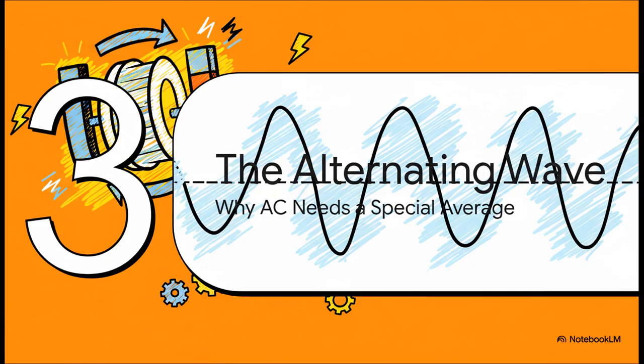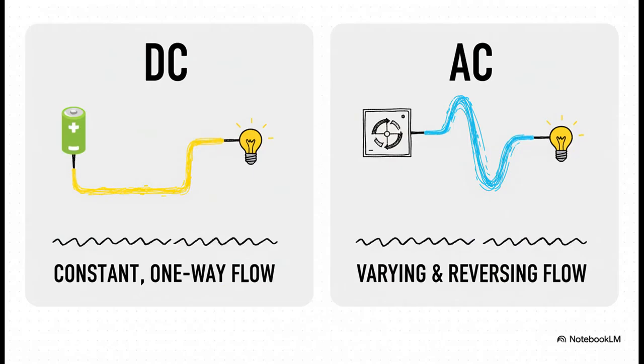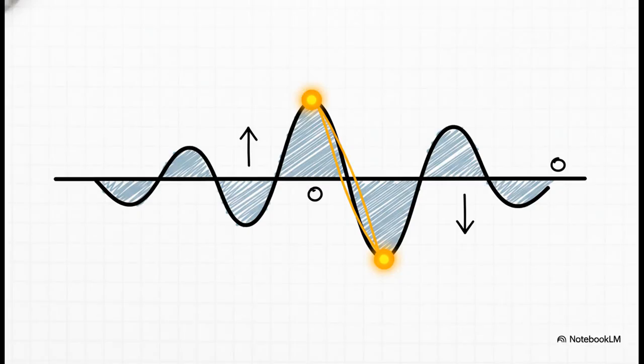Well, to get that, we have to look at how it's born. I mean, just look at the difference. DC is a flat, predictable line. Boring but reliable. AC, on the other hand, is this beautiful, rhythmic sine wave, just gracefully swinging between its positive and negative peaks over and over again. It's this endless cycle, rising up, falling to zero, diving down, and coming back up. That is the very nature of AC. This wave-like behavior is exactly why we need a special tool like RMS to make any sense of its power.